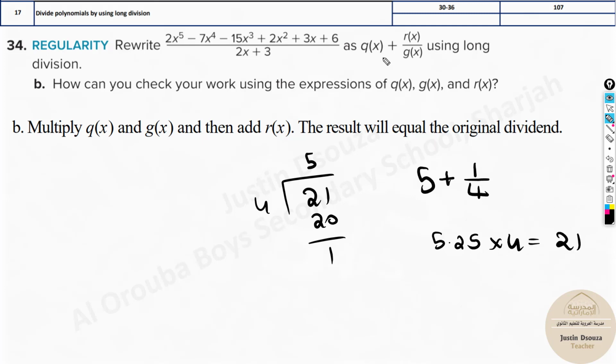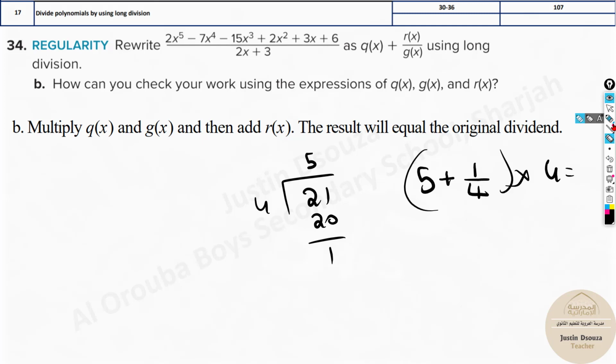This is basically what you're doing over here also, okay? So multiply this entire term with this divisor. You must get 21. So I'll just multiply over here because this is about rationals, right? So what happens over here? Multiply this 4 inside. 4 times 5 is 20 plus 4 by 4. It'll be 20 plus 1, that is 21. And yes, that was the dividend. So that is correct. This is the check, basically, the original dividend.